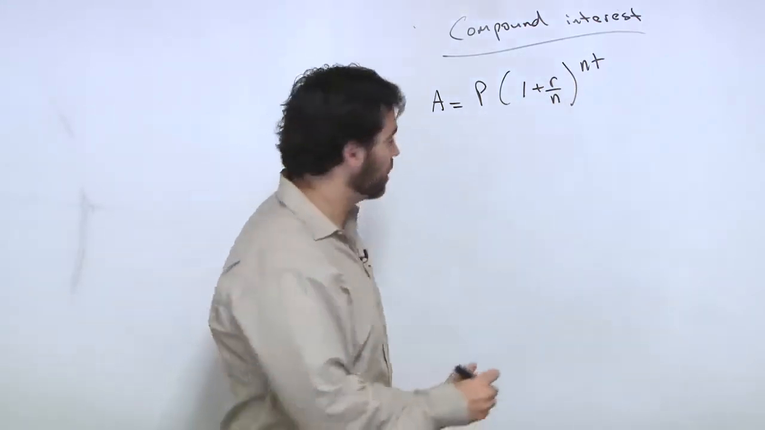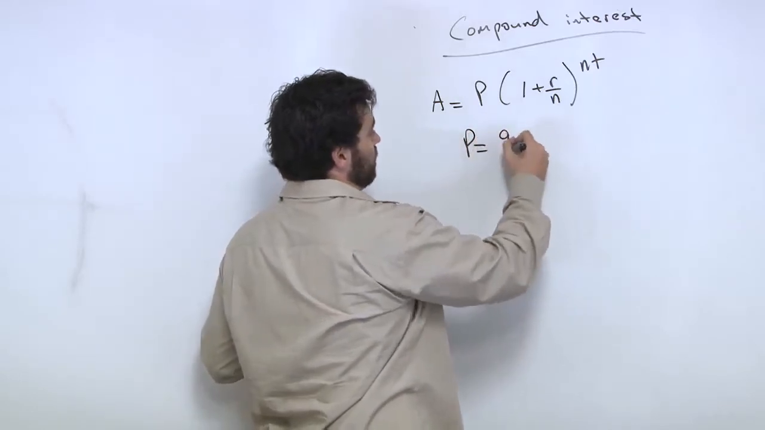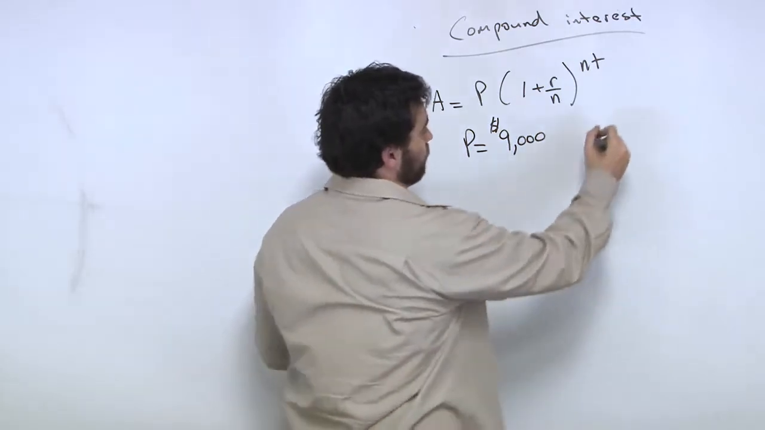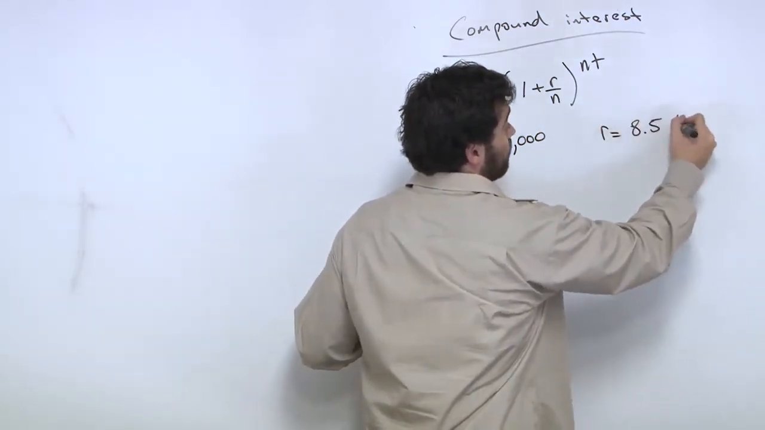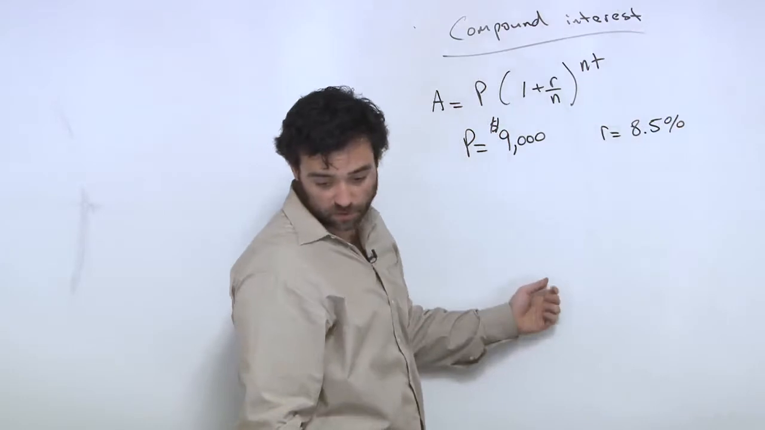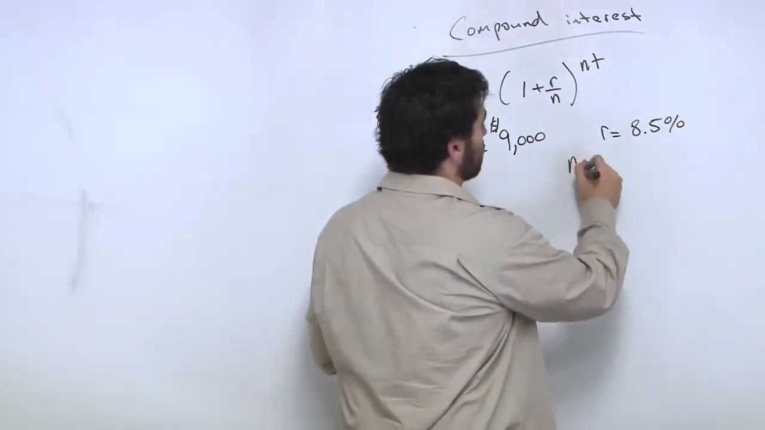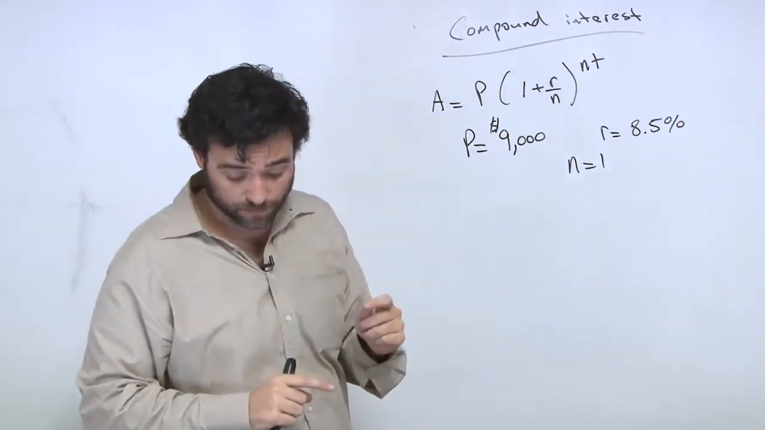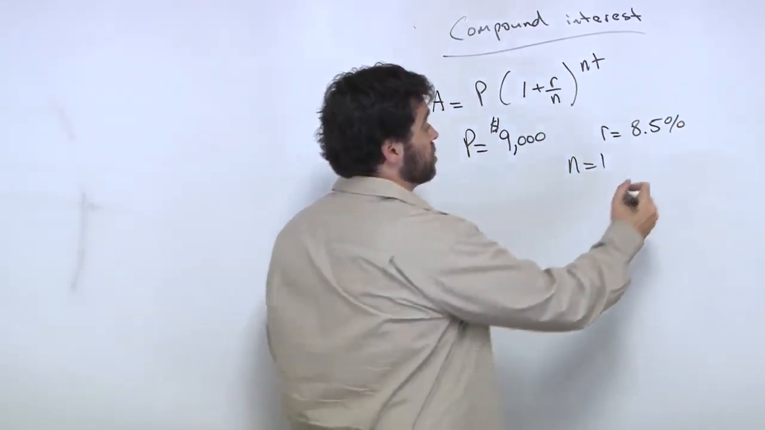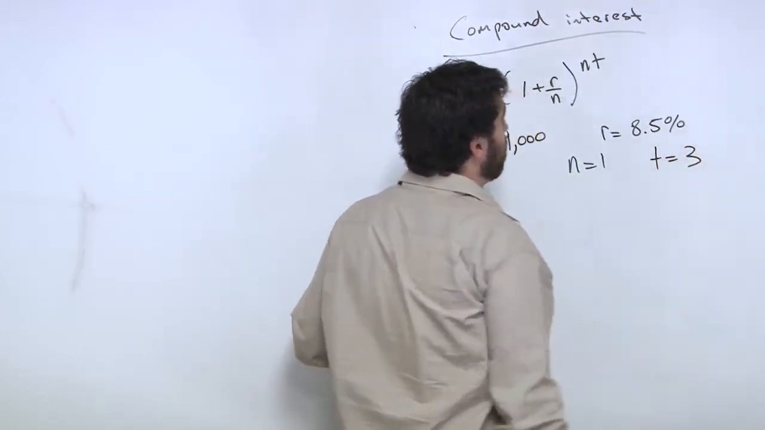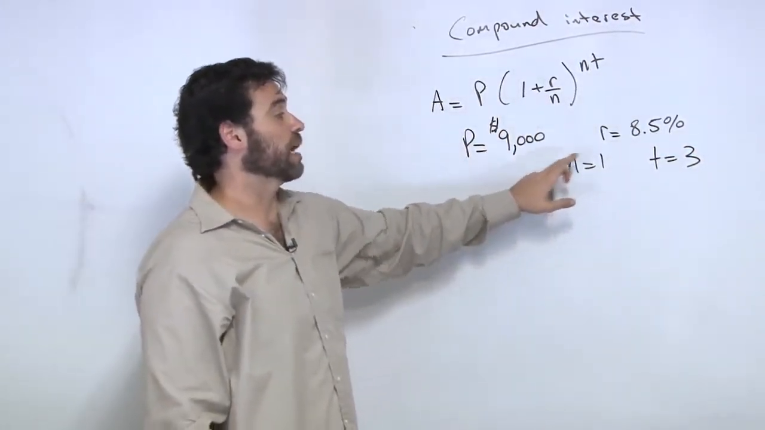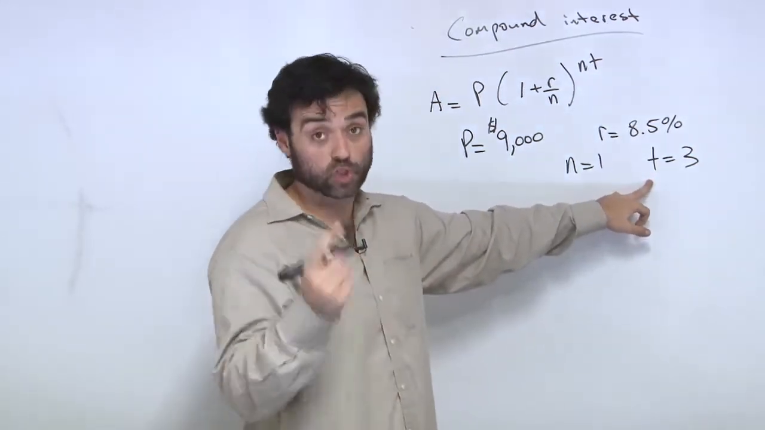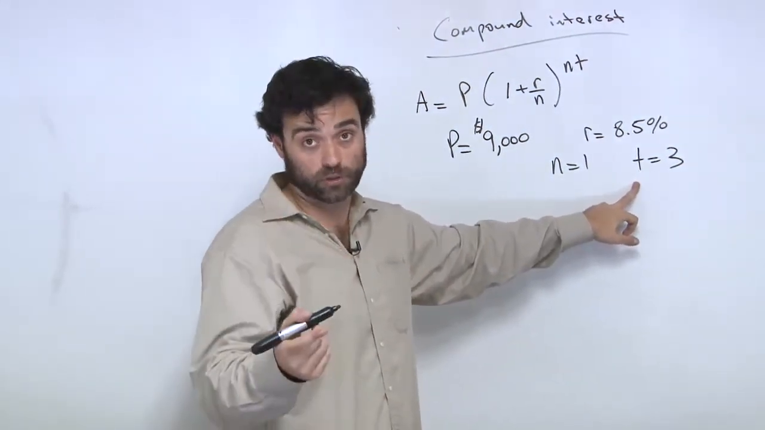Okay? So let's say, for instance, your principal is $9,000 at a rate of 8.5%, and this has got to be put into a decimal. Your n is 1, because this is compounded yearly, so your interest is going to compound once a year, for 3 years. Your t is 3 years. How much money will you owe? You borrowed $9,000 at this rate for 3 years. How much will you pay back in total?